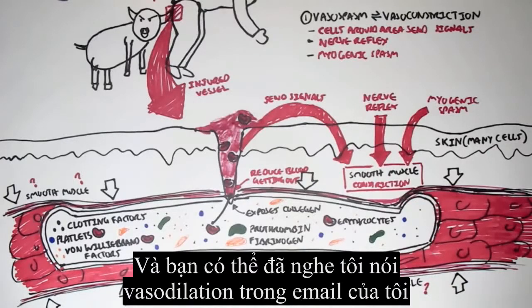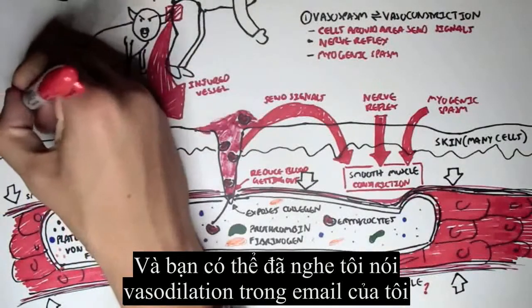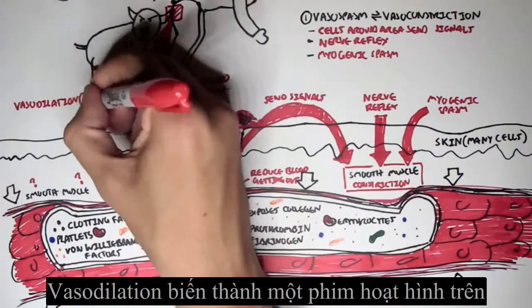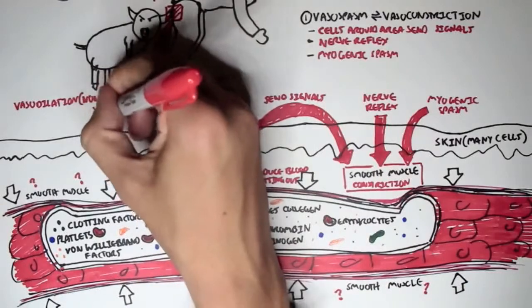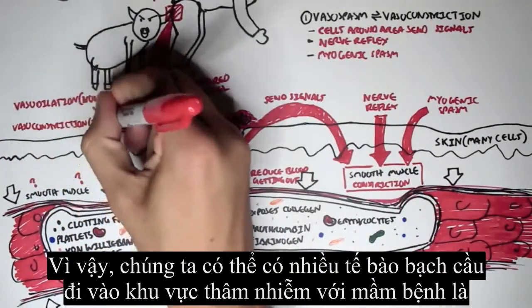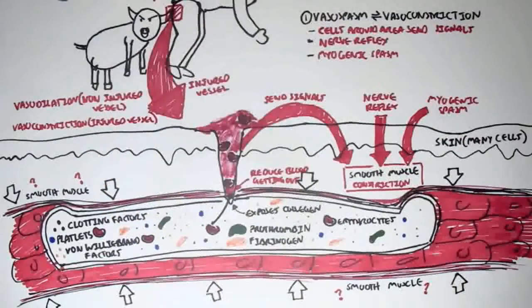Now, you might have heard me say vasodilation in my immunology videos, but vasodilation tends to occur to non-injured vessels, so that we can have more white blood cells going to the infiltrated area where the pathogen is. Vasoconstriction occurs to injured blood vessels to reduce blood flow.